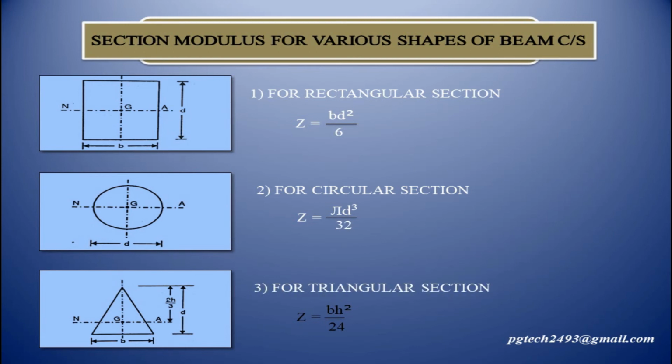Section modulus for triangular section. For the triangular section, moment of inertia is BH cube by 36, and distance of extreme fiber from neutral axis is 2h by 3. So putting these values in equation Z equals I by Y max, we get BH cube by 36 divided by 2h by 3. After solving this equation, we get section modulus for triangular section as Z equals BH square by 24.